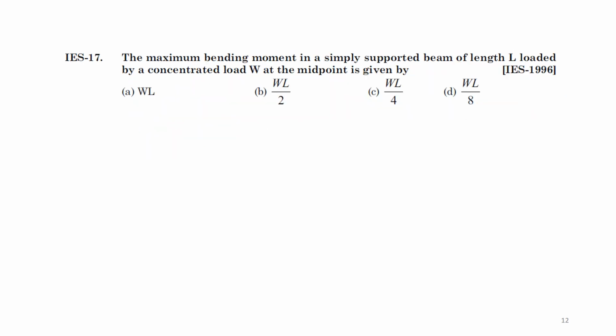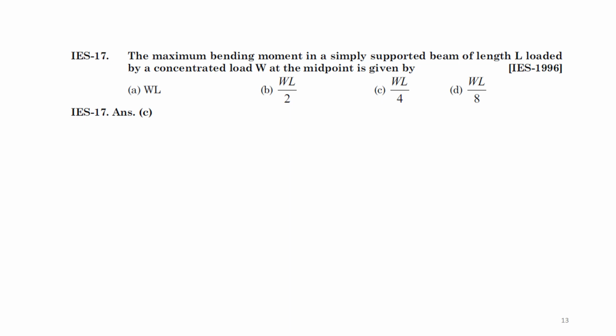Next question, the maximum bending moment in a simply supported beam of length L loaded by a concentrated load W at the midpoint is given by. This is option C, WL/4. If you know it, good, otherwise you can memorize it from here.